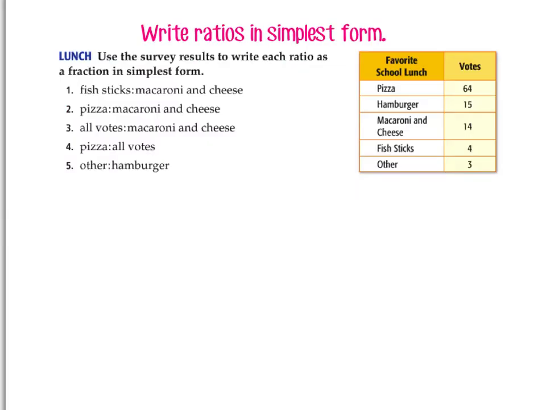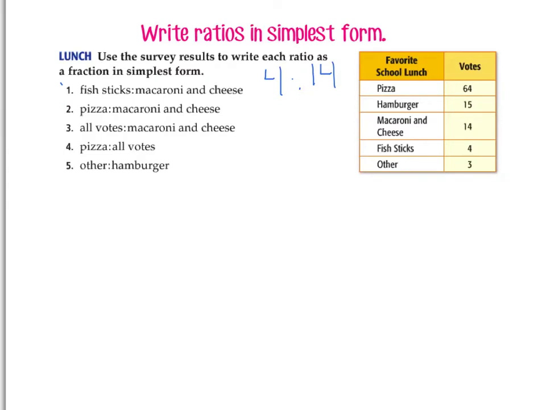Write ratios in simplest form. Here's a table. You need to look at the table to find these ratios. So I'm looking for the ratio of fish sticks to macaroni and cheese. Fish sticks, it looks like 4 votes. Macaroni and cheese looks like 14 votes. I'm going to write this in simplest form.